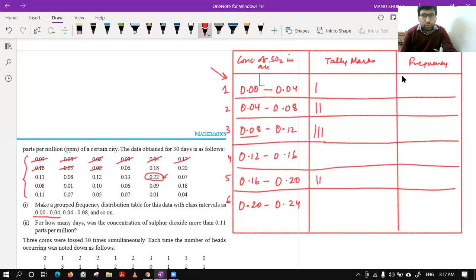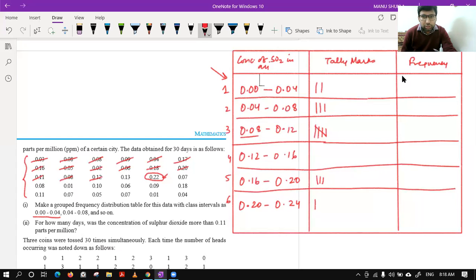0.02 first group. No issues. 0.06 second group. 0.18 will come in this one. Then we have 0.20 will come in this one. 0.11 will come in this one, third group. Okay. Then we have 0.08 again. It will come here only. Now we have 4. The fifth one is like this. We have to cut. Okay.